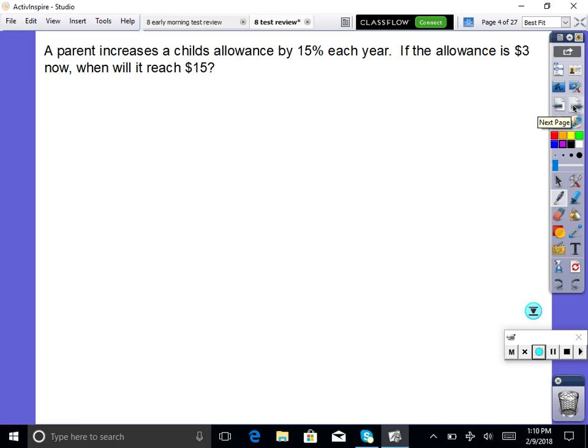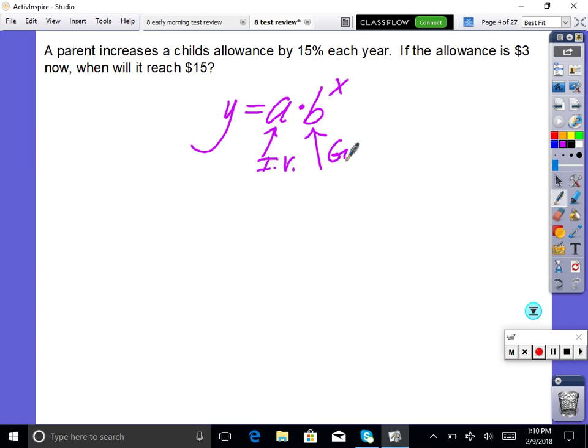Okay, it says a parent increases a child's allowance by 15% each year. If the allowance is $3 now, when will it reach 15? Notice it didn't say compounding continuous. Therefore, we must just be using our simple interest formula, a times b to the x, where this is our initial value, this is our growth factor or decay factor. In this case, growth. So our initial value is $3.